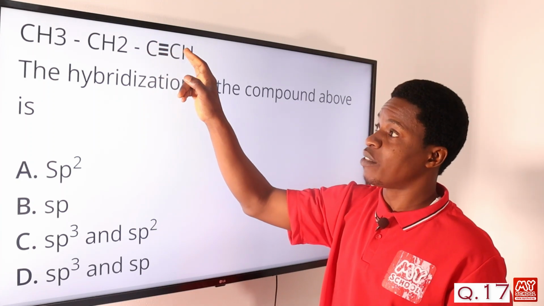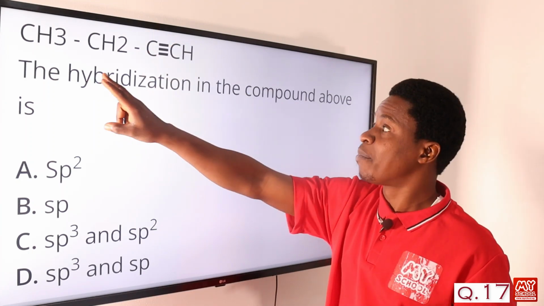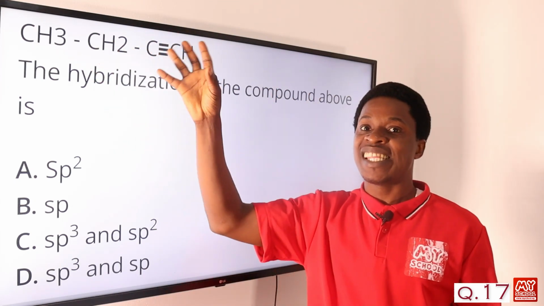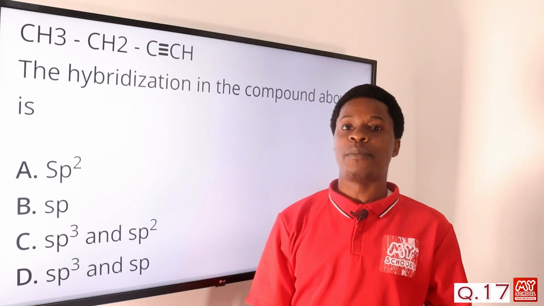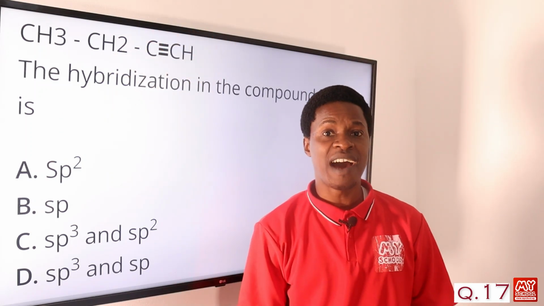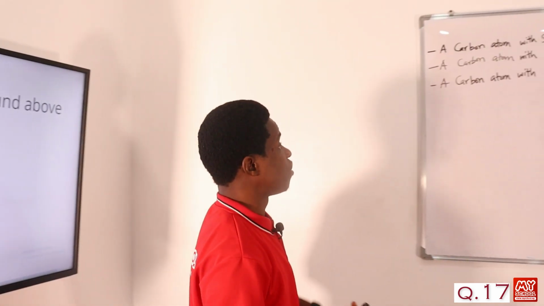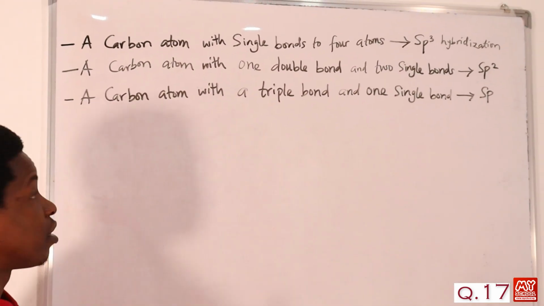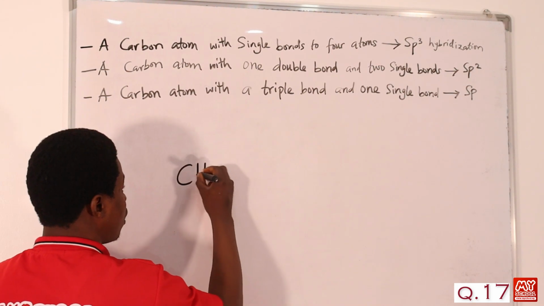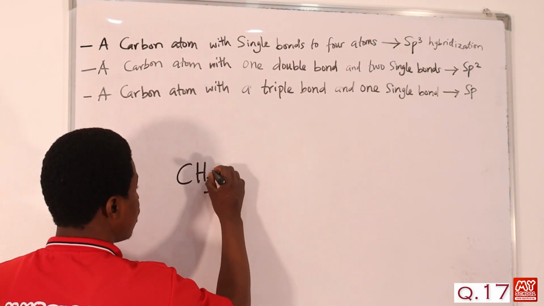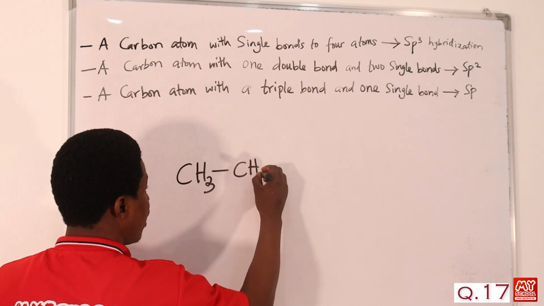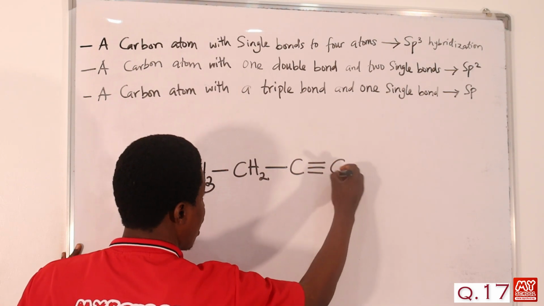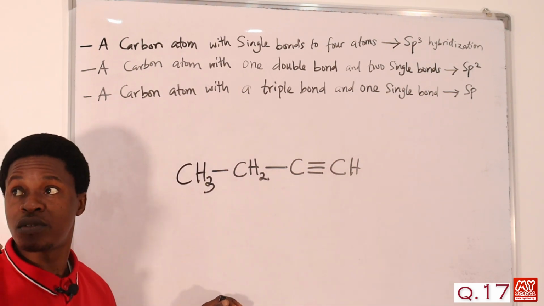Question 17. CH3CH2C triple bond carbon hydrogen. This is the compound we're given. So the hybridization in the compound above is what? How do we know the hybridization in this unsaturated hydrocarbon? Let's look at the board. I have a key note that we should take note of. Let me draw out the compound we're given: CH3 single bond CH2 single bond C, then triple bond carbon and hydrogen. I hope that's what we have: 1, 2, 3, 4. Yeah.